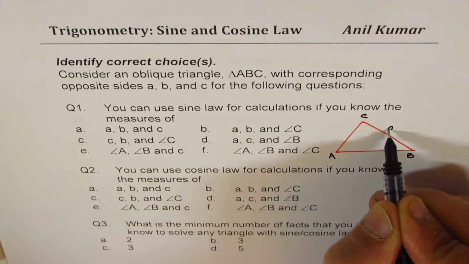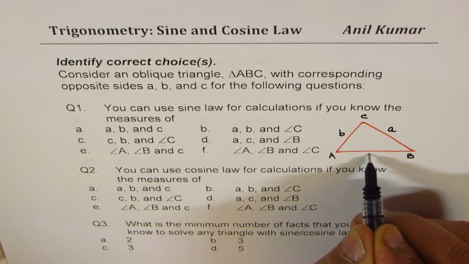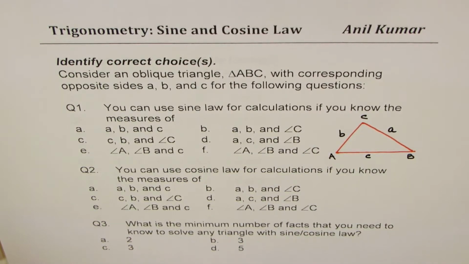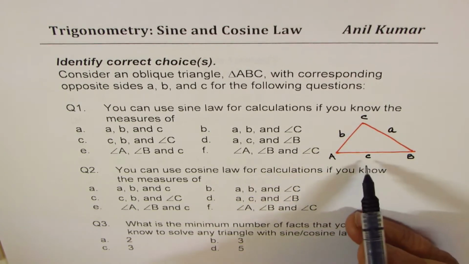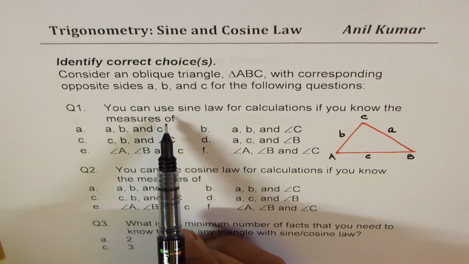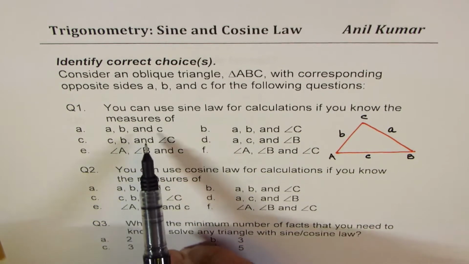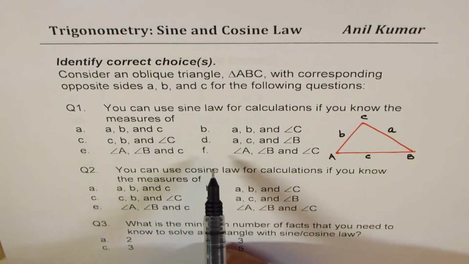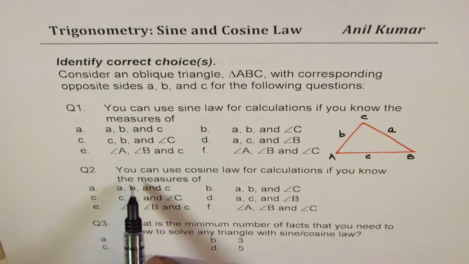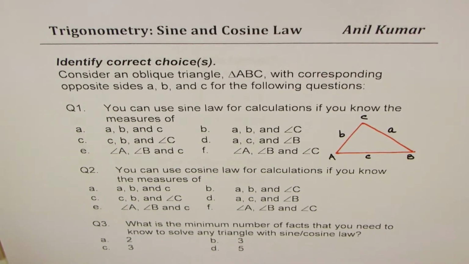Sides opposite, that's a nomenclature. Capital A will have lowercase a, B will be lowercase b, and capital C will be lowercase c. So vertices are always written by capital letters, sides opposite by lowercase. Question 1. You can use sine law for calculations if you know the measures of what? 6 choices are given. Question number 2 is you can use cosine law for calculations if you know the measures of what? And remember, you can have more than one choice in these questions.